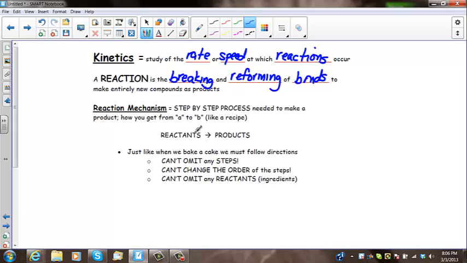Reactants to products. Now normally when we look at an equation, say we have A plus B yields C, we really think that that's all there is to an equation. But there's usually multiple steps that we don't see that are going on behind the scenes. Just like when we bake a cake, we must follow the directions. You can't omit any steps, you can't change the order of the steps, and you can't omit any of the reactants or ingredients, or it just won't turn out right. And it's the same thing with a chemical reaction.